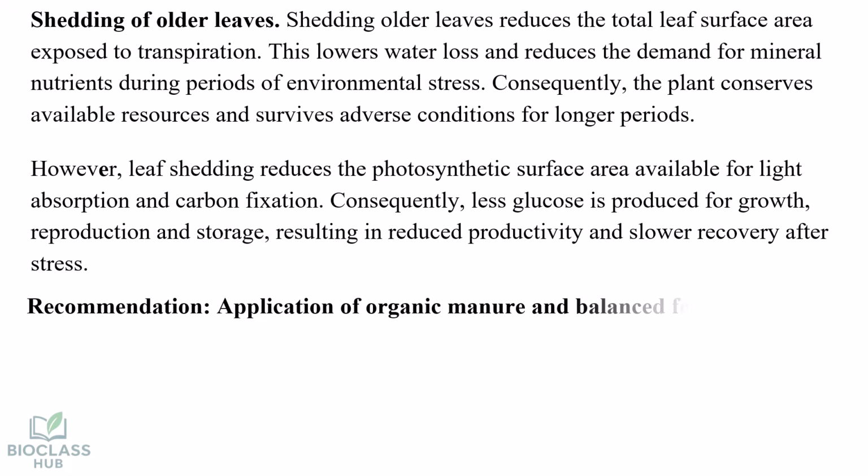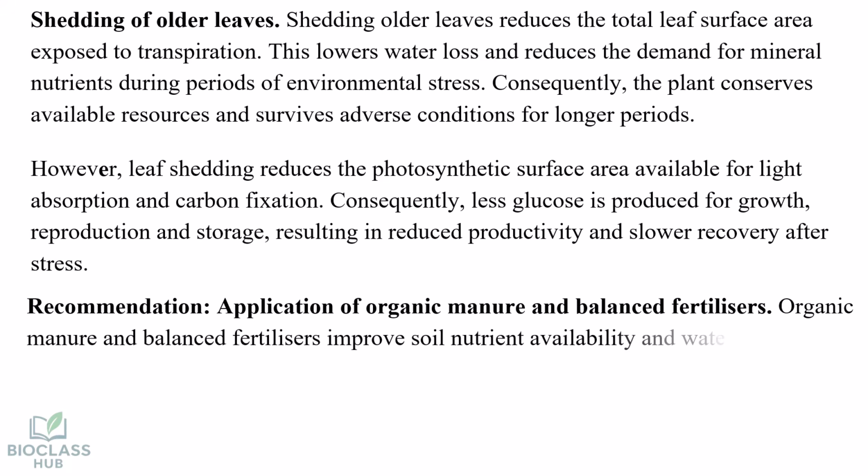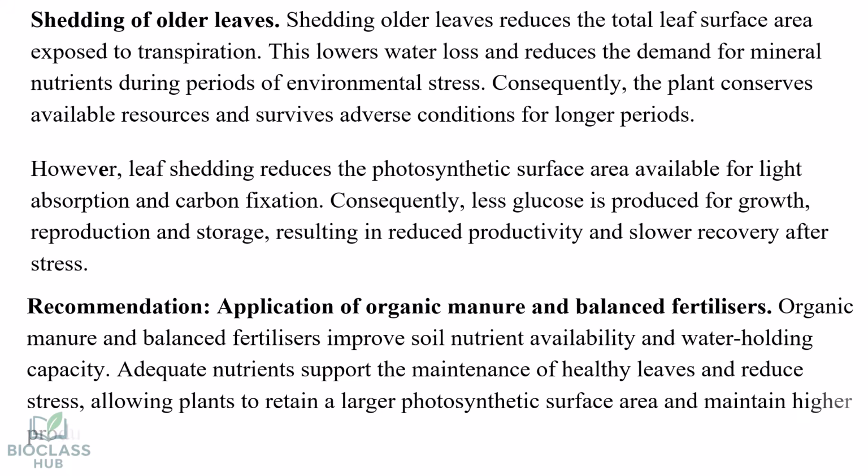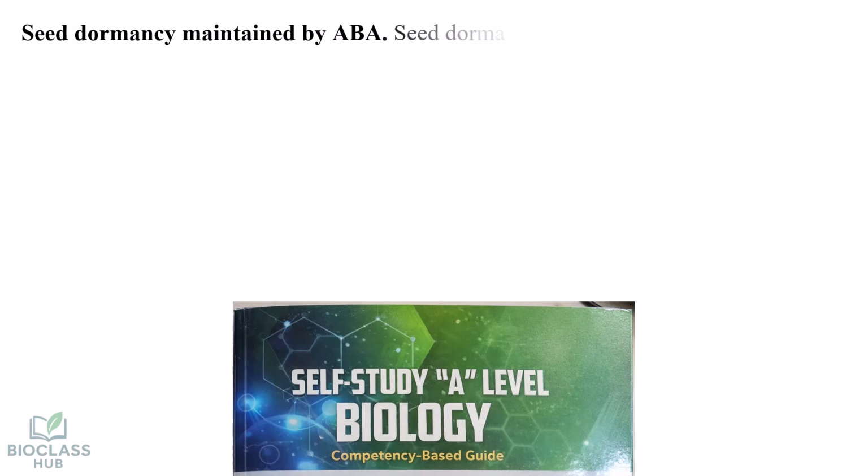Recommendation: application of organic manure and balanced fertilizers. Organic manure and balanced fertilizers improve soil nutrient availability and water holding capacity. Adequate nutrients support the maintenance of healthy leaves and reduce stress, allowing plants to retain a larger photosynthetic surface area and maintain higher productivity. Seed dormancy maintained by ABA.